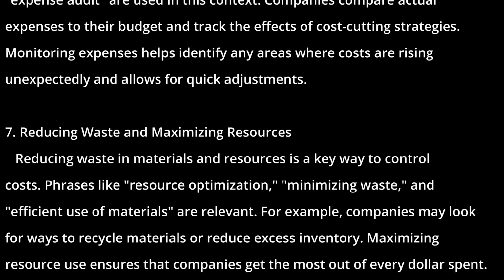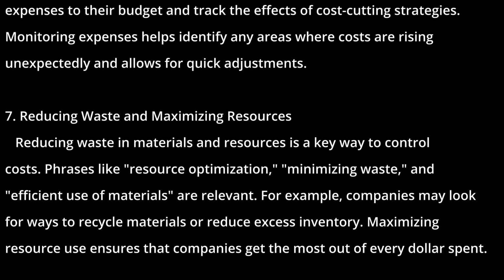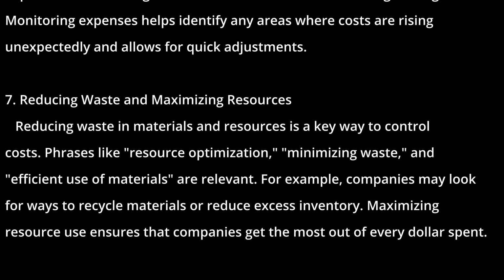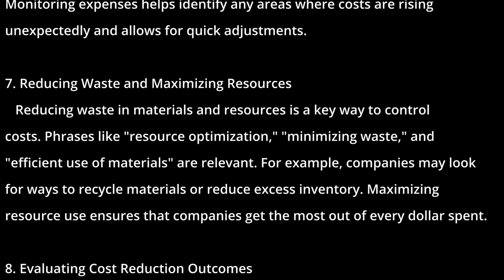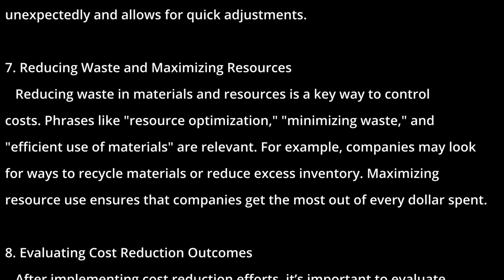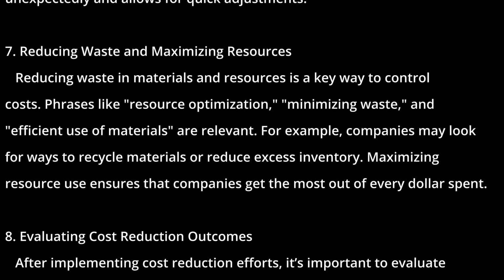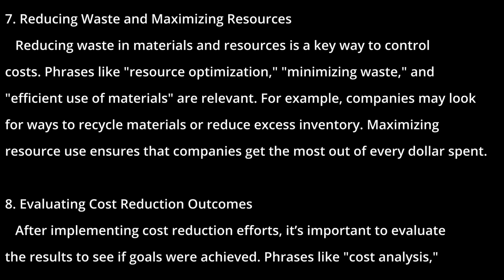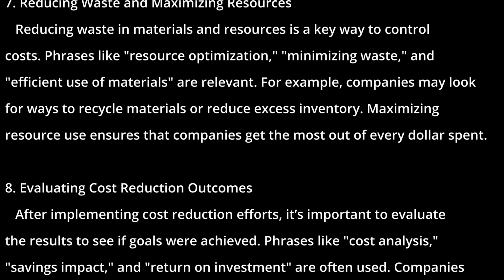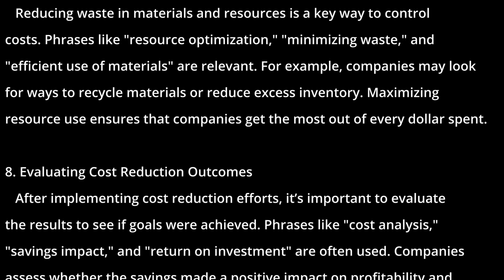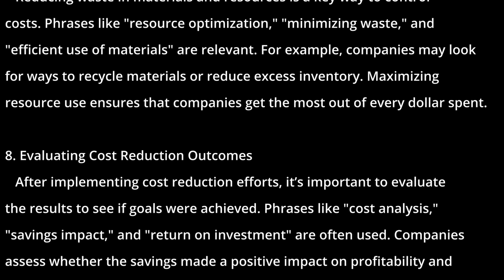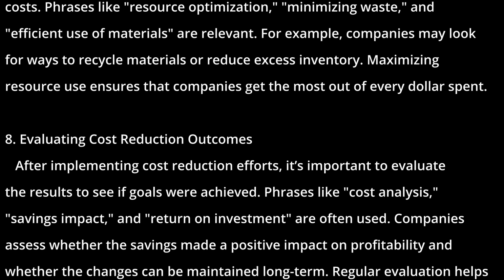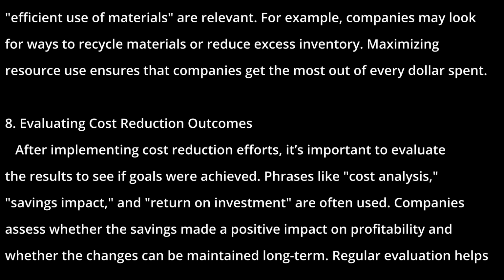7. Reducing waste and maximizing resources. Reducing waste in materials and resources is a key way to control costs. Phrases like resource optimization, minimizing waste, and efficient use of materials are relevant. For example, companies may look for ways to recycle materials or reduce excess inventory. Maximizing resource use ensures that companies get the most out of every dollar spent.